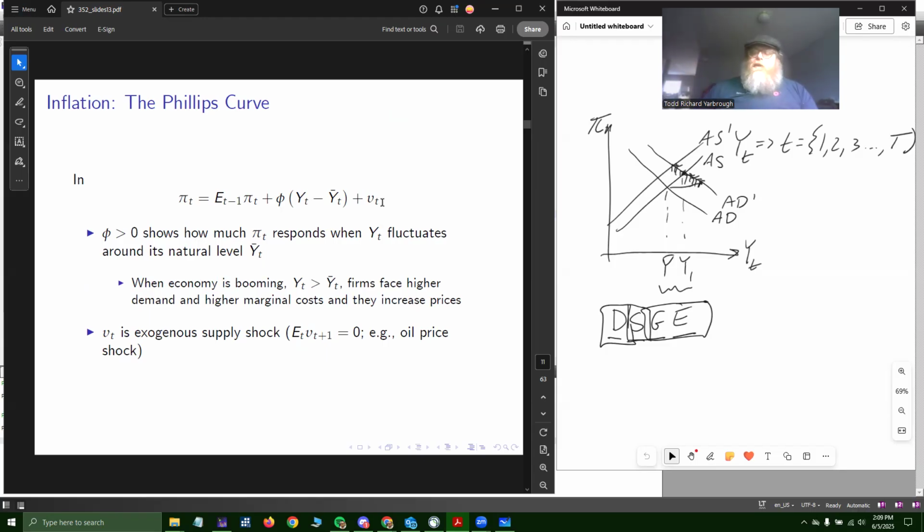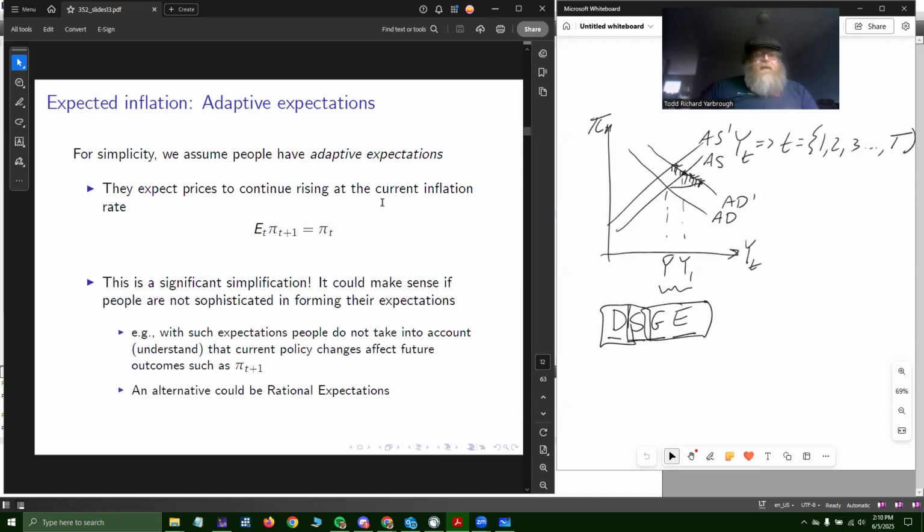Just to give some empirical background, we think that that theta there has been decreasing over time. That it seemed to be that the slope of the Phillips curve was much more steep in the 60s and 70s, and over time has flattened.